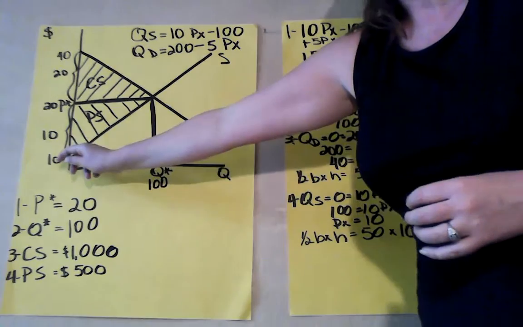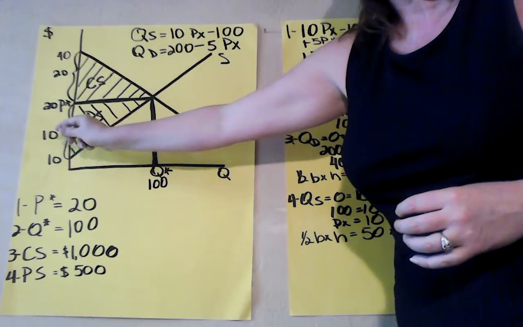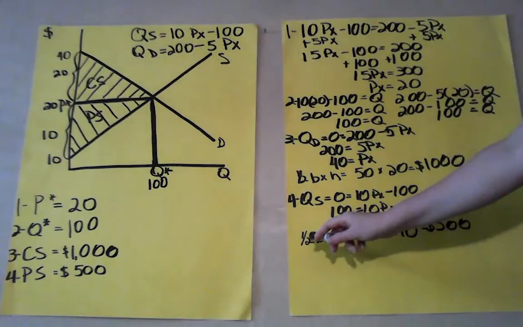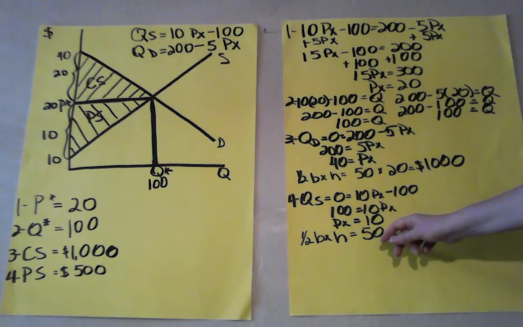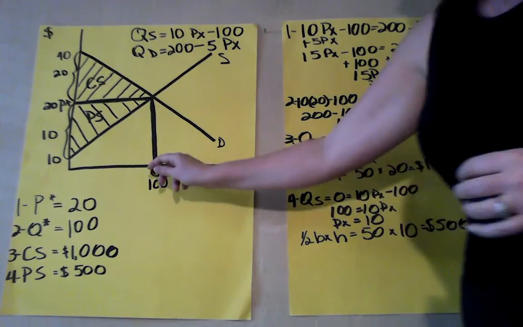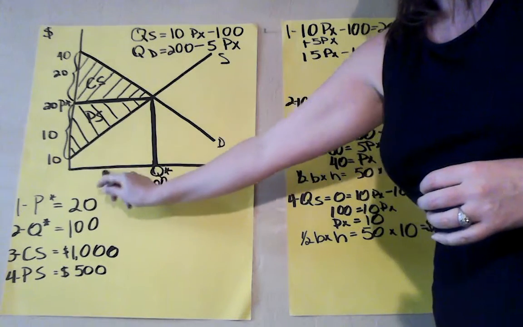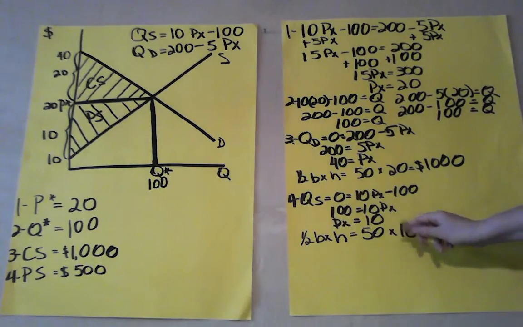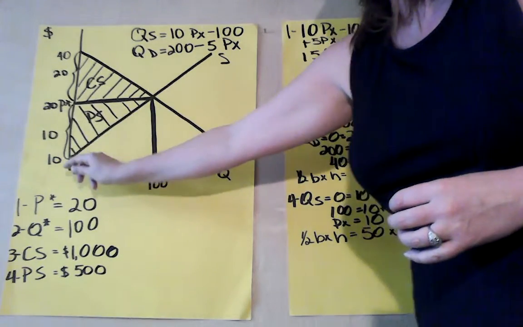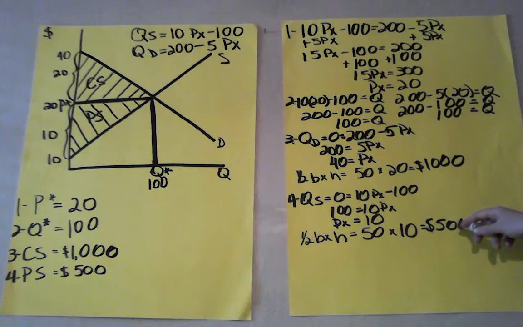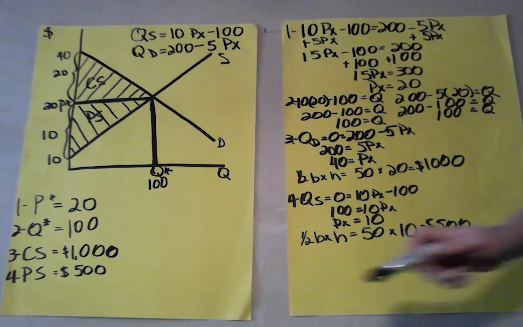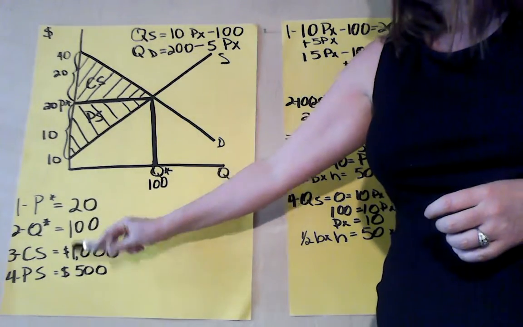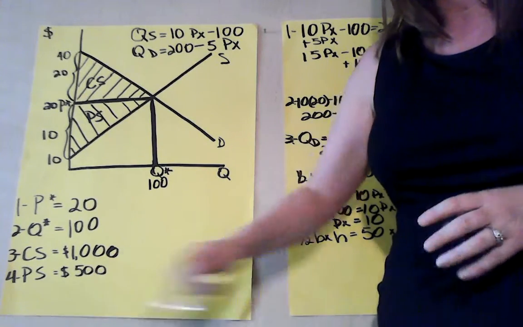So we plug that in over here, do some math, figure out that it's 10, and then we use half of the base times height again to come up with the producer surplus. So we have 100, and half of 100 is 50. So 50 times 10, the number we came up with here for the height of the triangle, and we have 500 as the answer. It's $500. And that's the four-part solution for finding the price, quantity, consumer surplus, and producer surplus.